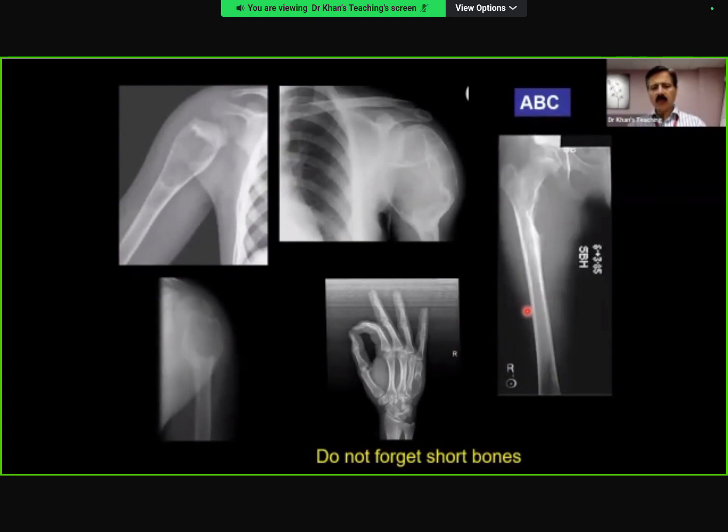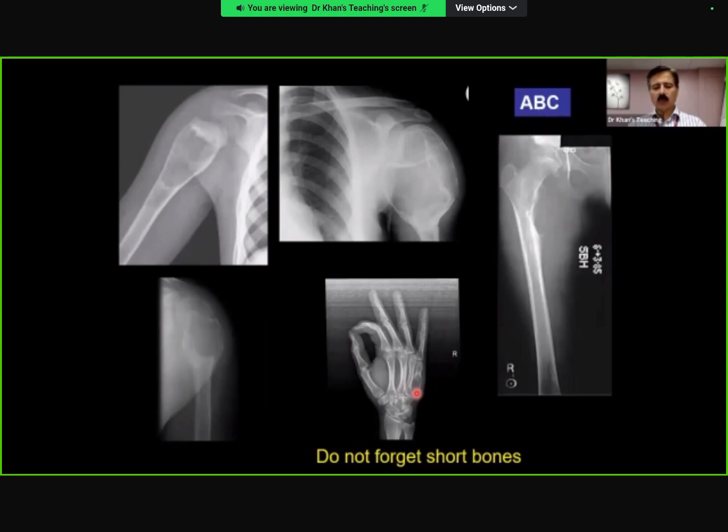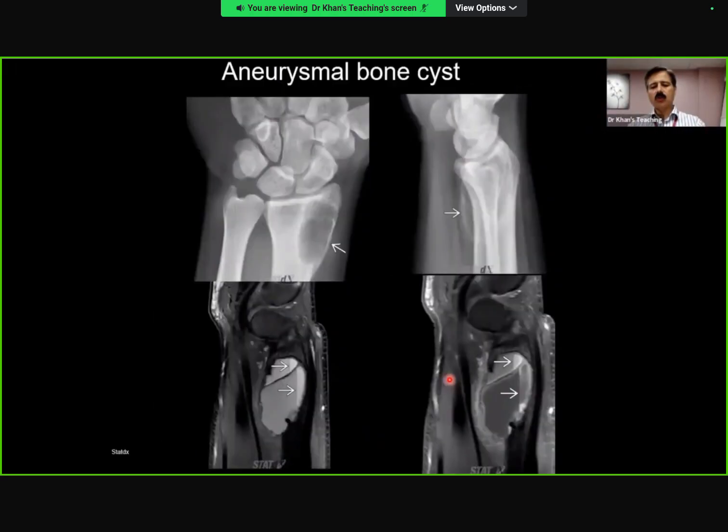Now, if you see all of these examples, this one looks more central, but then on the other view, it looks slightly eccentric. And as I was telling you, the same lesions can occur in the short bones. Remember that aneurysmal bone cyst in MR will show you fluid levels.